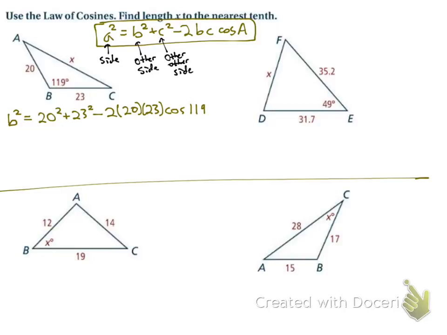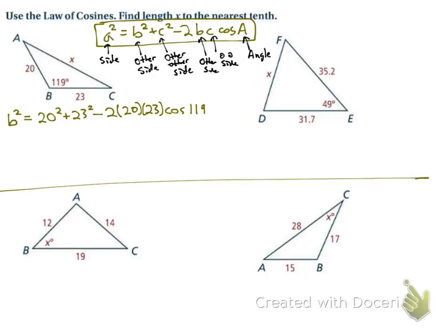You square them. I don't care what letter they are, I just square them. Add it together. Then here is the other side, and the other side. And then the angle. It follows that every time. I can switch the letters out.